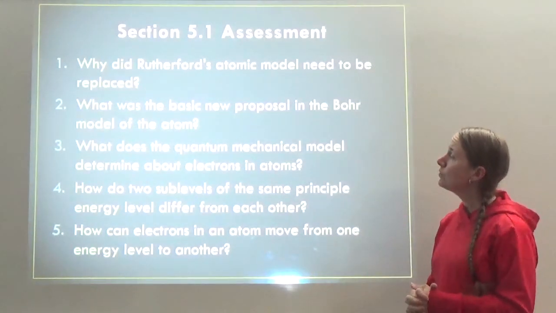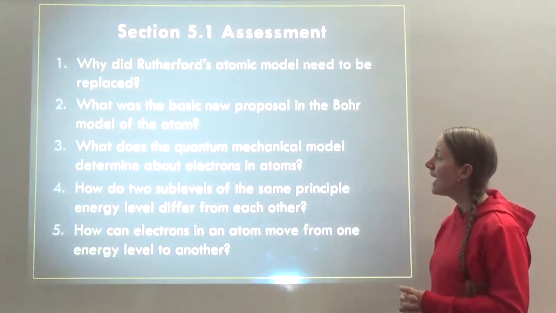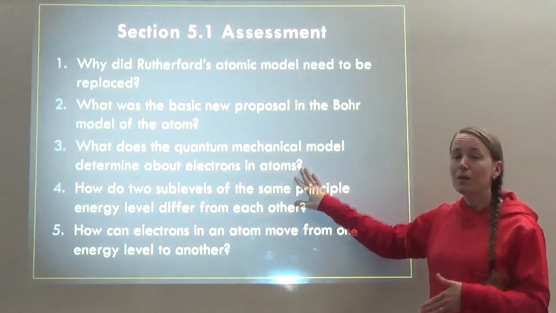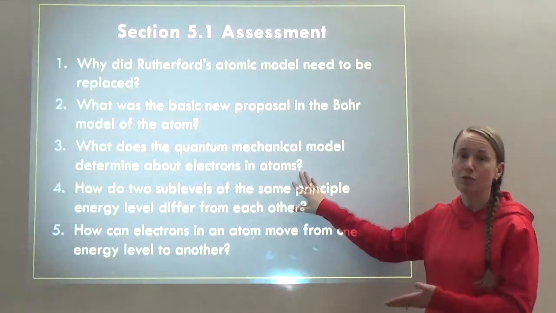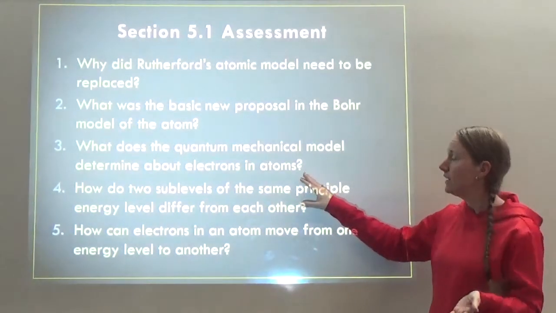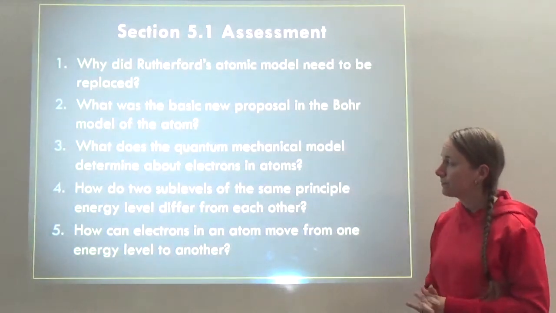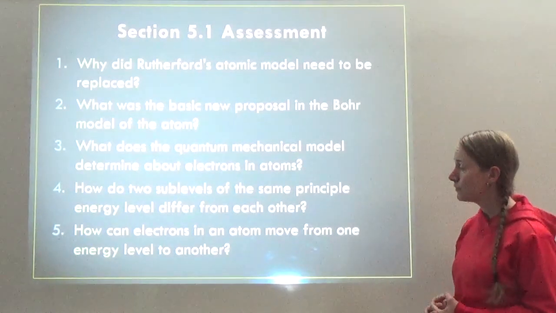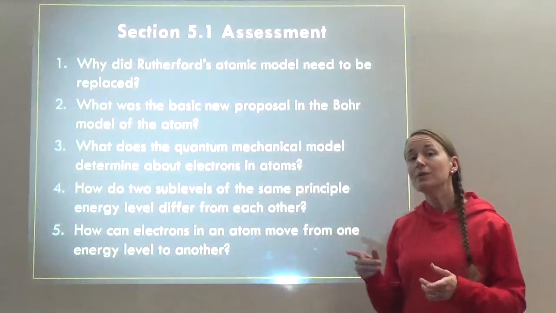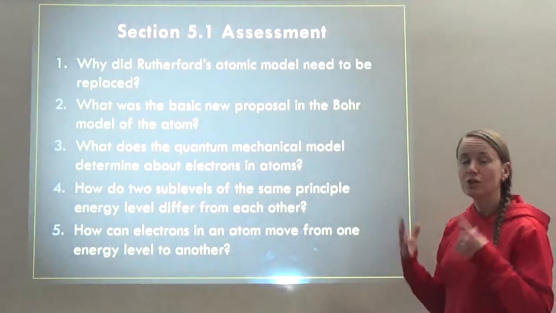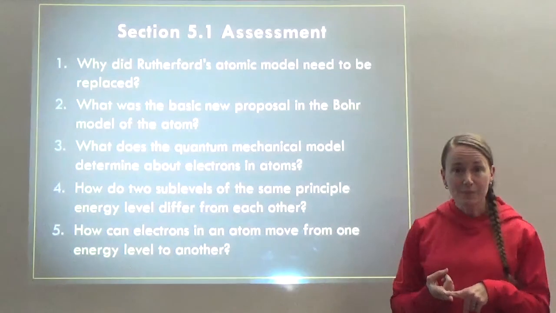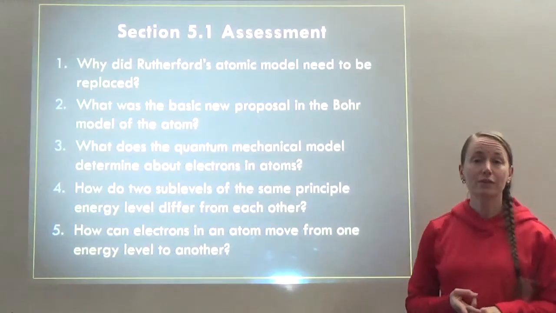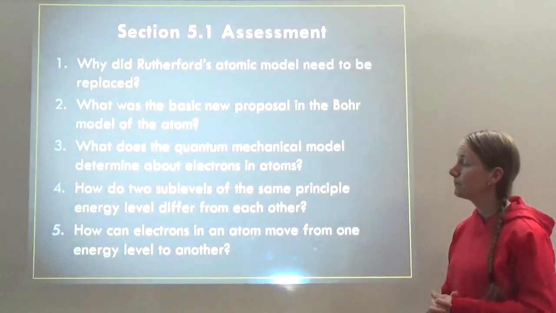So number 3, what does the quantum mechanical model determine about electrons in an atom? Well, remember, it's based on a mathematic probability. So it gives us the probable location of where you would find electrons. It shows us the probability of finding an electron. So number 4, how do 2 sublevels of the same principal energy level differ from each other? So remember, the sublevels are like the S, P, D, F, G. So there's lots of different things about them. They're different shapes. You could say they have different numbers of orbitals. You could say they can hold a different amount of electrons. Any of those would be fine.